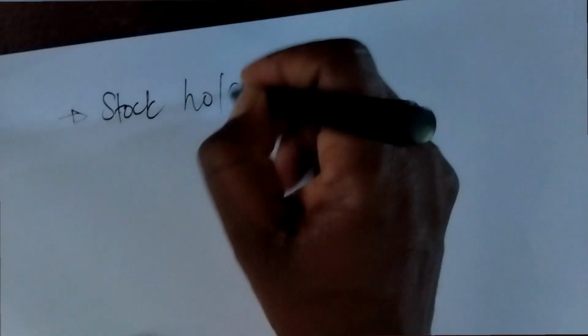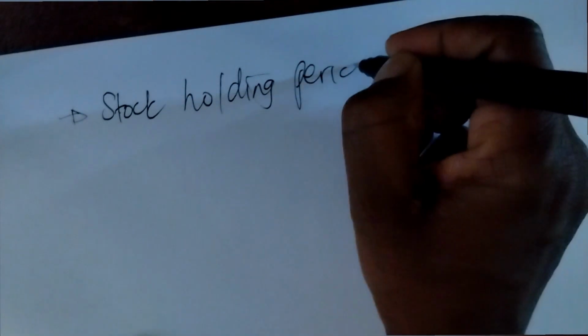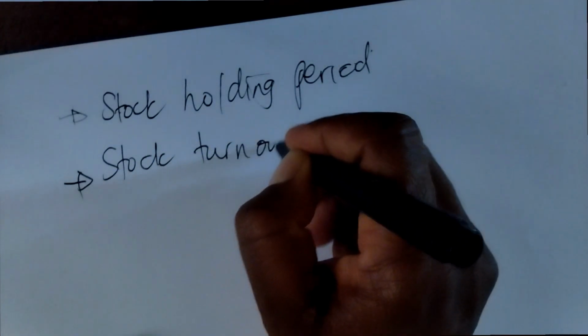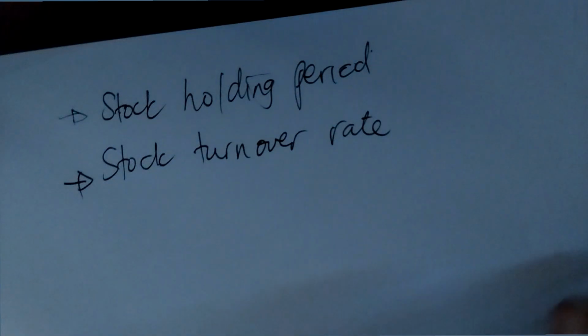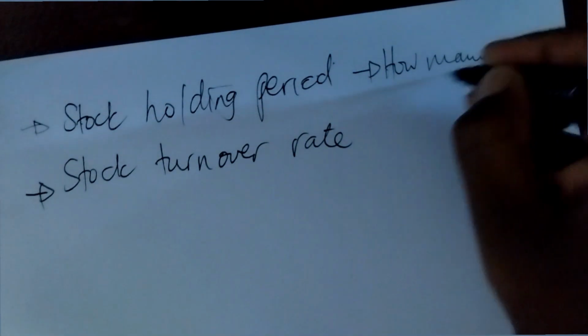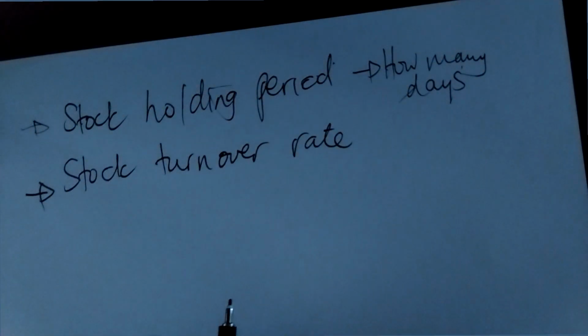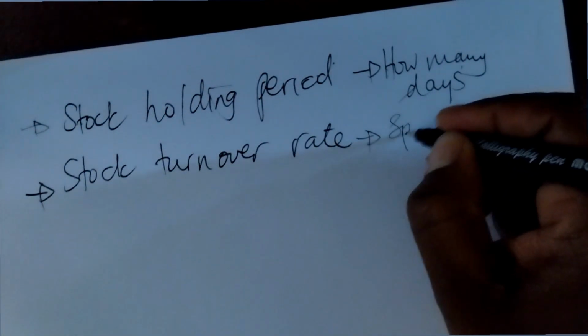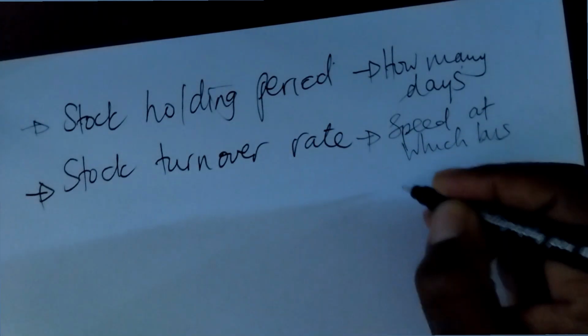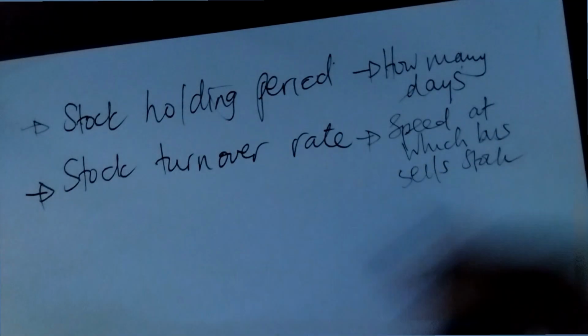Now, the last two in this category, the first one is your stock holding period, which is number 5. I normally want to look at it together with the stock turnover rate. So what are we talking about? With the stock holding period, we are saying for how many days is the business holding on to stock? With stock turnover rate, we're talking of the speed at which the business sells stock.